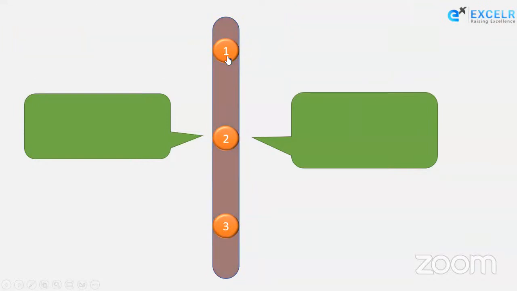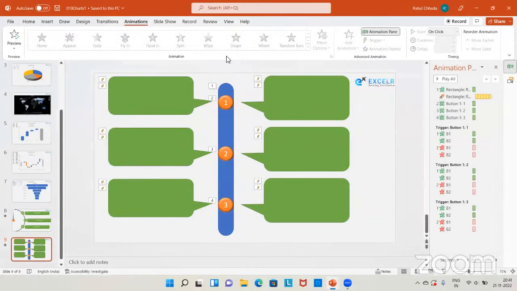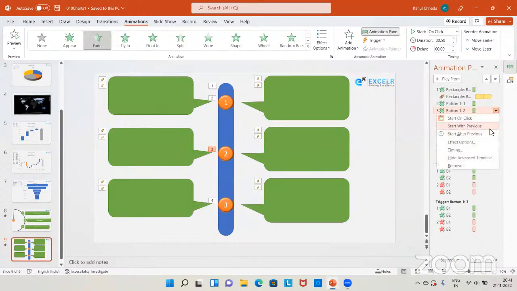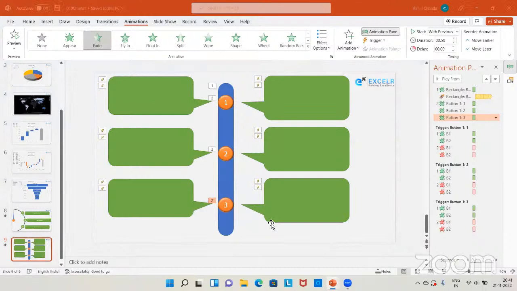Now the only thing I want to arrange here is that these 1, 2, 3, which were coming on click, should come all together. So we can set that as well. You can see these buttons here. When I click on this, you can see them here, and I can just click on this part and say with previous. This also I will make as with previous. Let's check the slideshow.